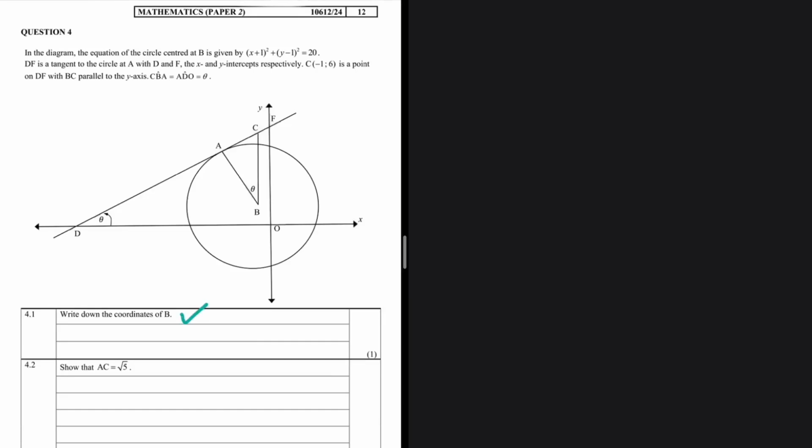Write down the coordinates of B. B is the center of a circle with an equation (x + 1)² + (y − 1)² = 20. We want the coordinates of B, the center of that circle. So B will have an x value which is −1 and a y value which is 1.